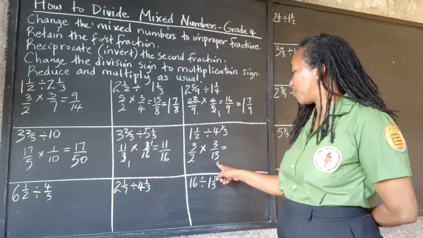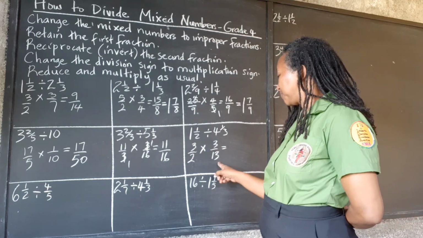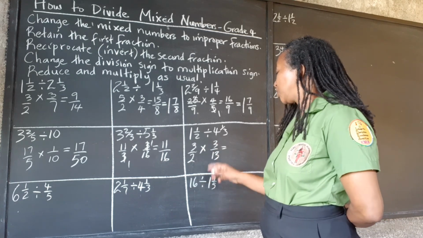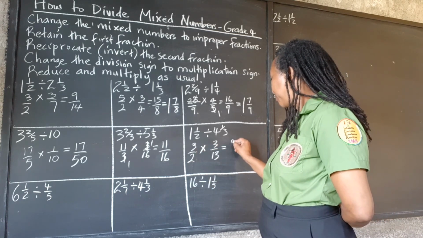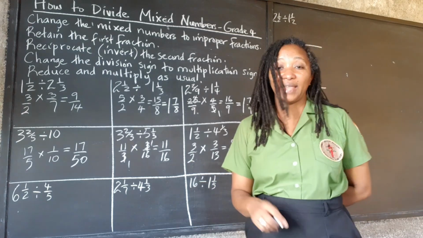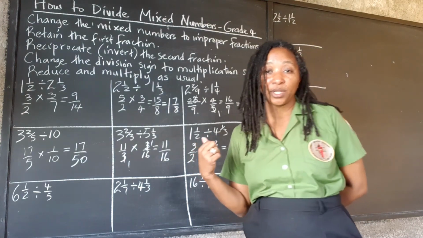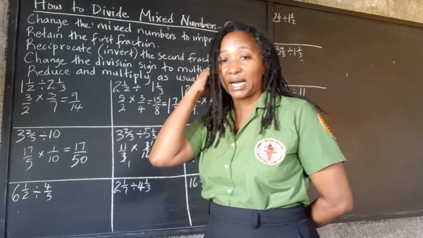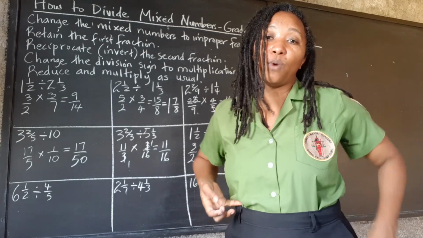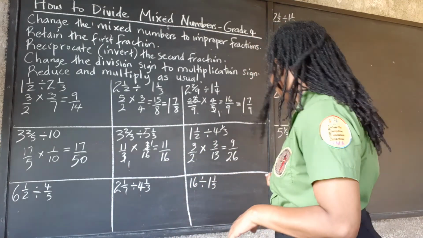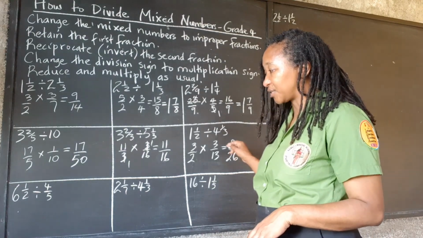13 is a prime number, 3 can't go into it. 2 is a prime number, 3 can't go into it. So we have 3 times 3 is 9, 2 times 13, 26. That is in its simplest form. There's nothing that can go into 9 that can also go exactly into 26 except for the number 1, and we know it makes no difference to divide by 1. So this is our final answer.